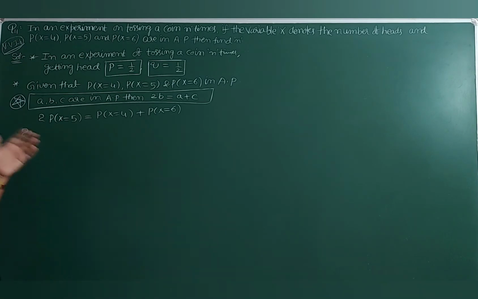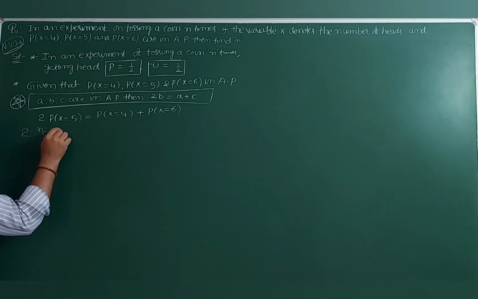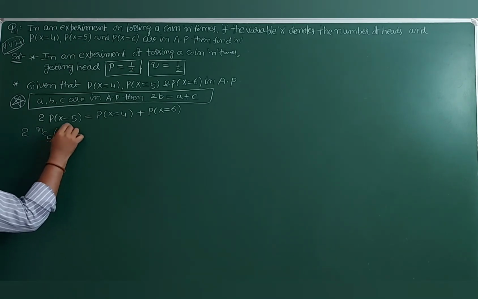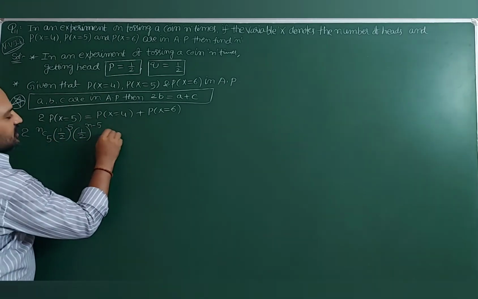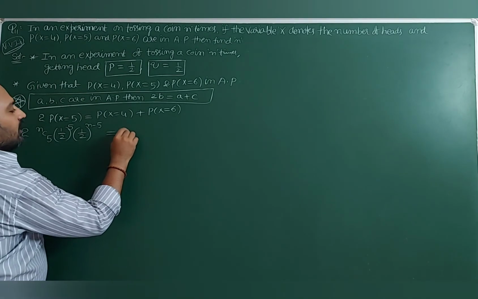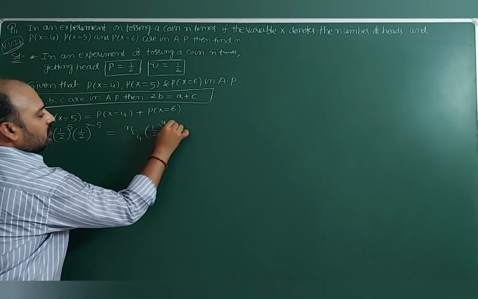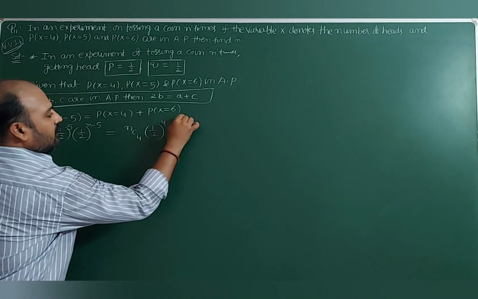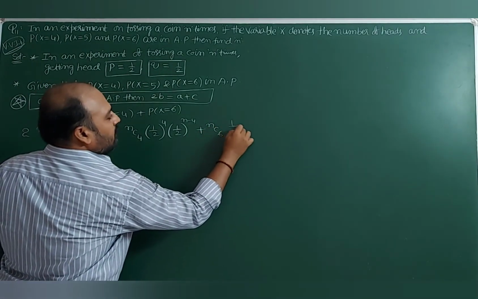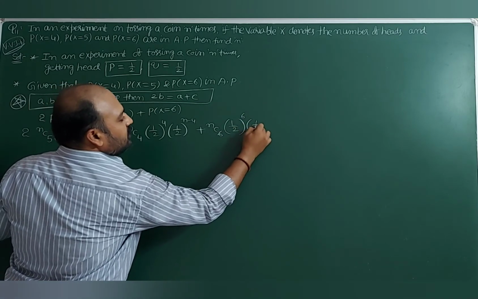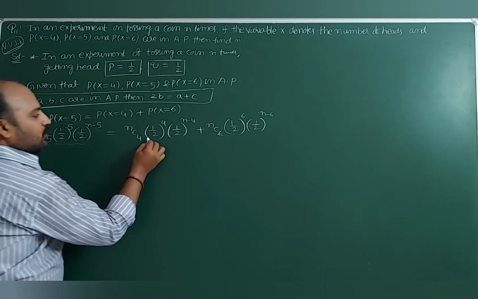We know that nCr value. n is equal to n only. nC5 p power 5, (1/2) power n minus 5, which is equal to P of x equal to 4: nC4 (1/2) power 4 (1/2) power n minus 4 plus nC6 (1/2) power 6 (1/2) power n minus 6. Bases are equal, so powers should be added.